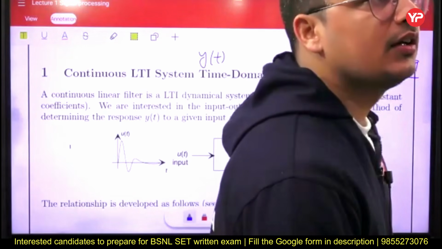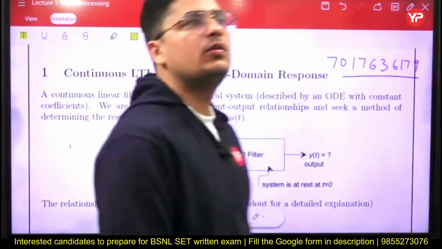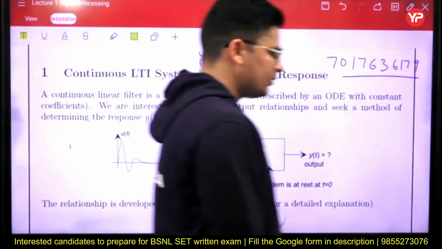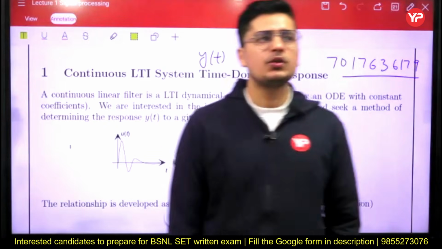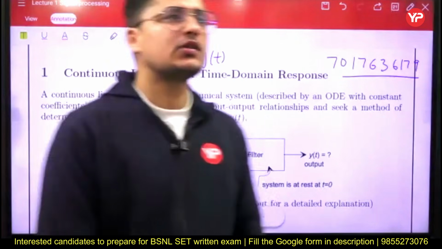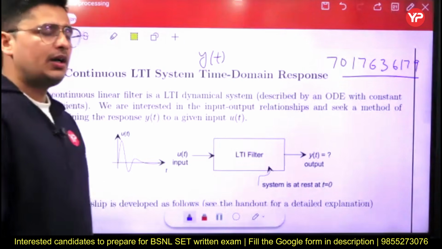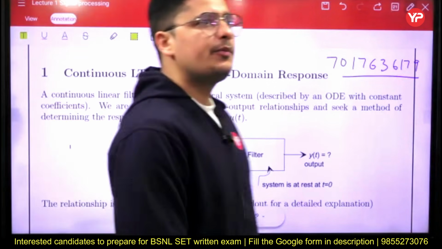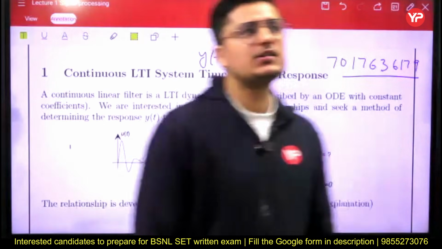Sir, how many classes will there be for each subject? See, it will not be fixed that every subject has that many classes. We plan to cover the complete syllabus up to 15th of March. If required, we will provide you extra classes also. Anything else you want to know?